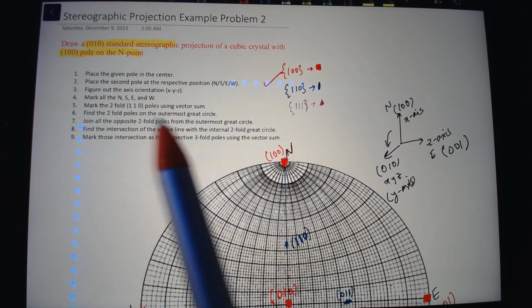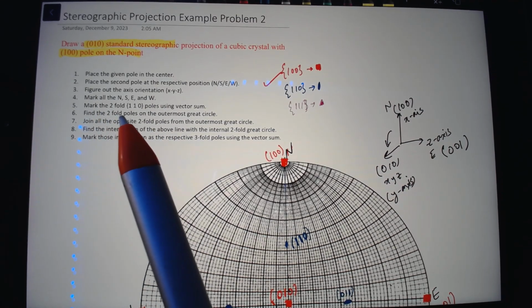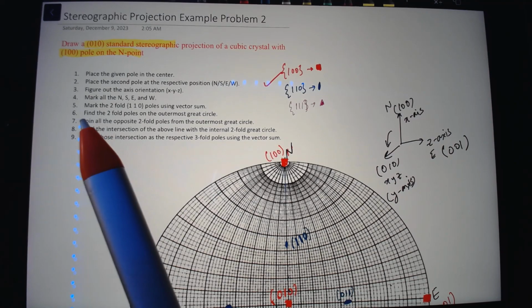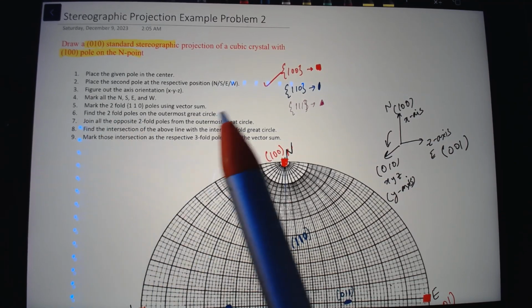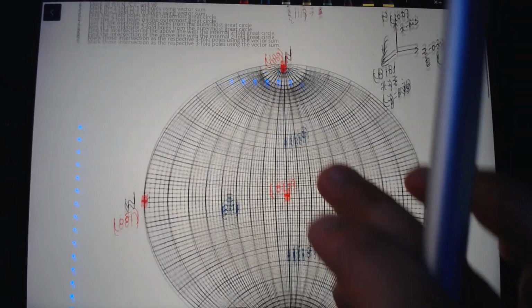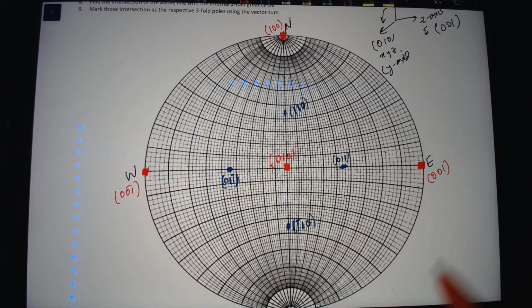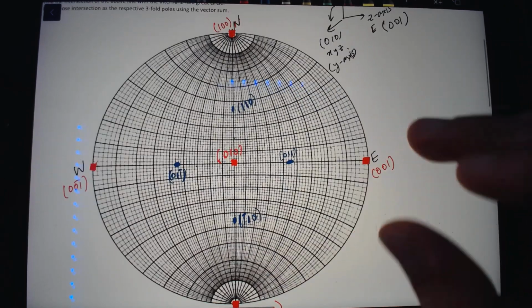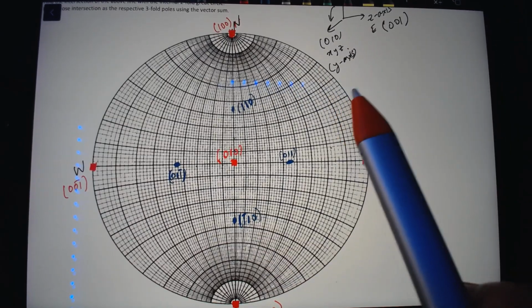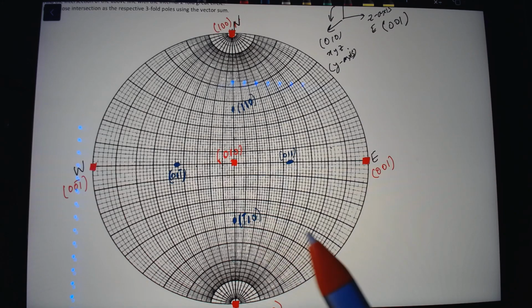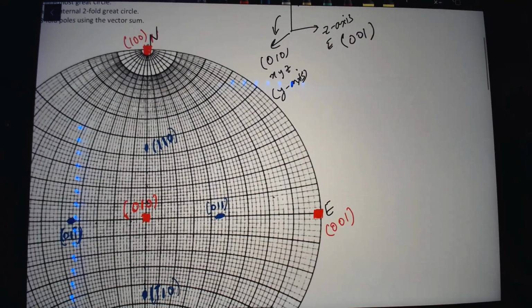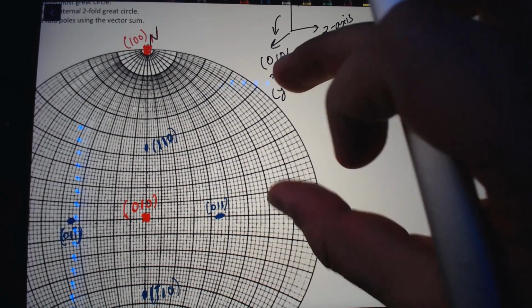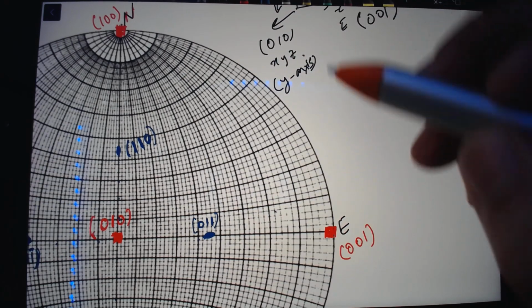You could pause the video and see if you can recall from the previous example problem and find out all the two-fold poles on the outermost great circle. And what that means is this outermost great circle. And yeah, go ahead, pause it maybe and try it out for yourself, and you should have 1, 2, 3, and 4. Right, so let's do that real quick.